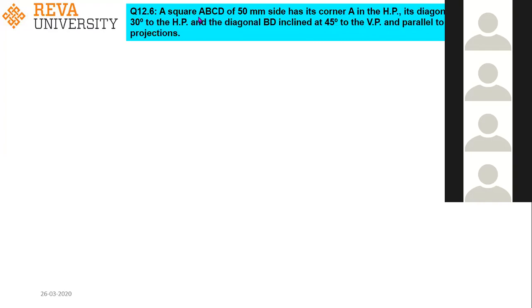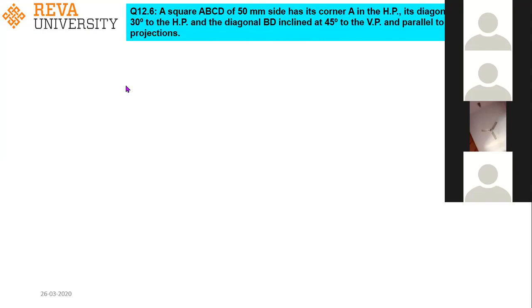I repeat, a square ABCD of side 50 has its corner A on HP. That means it's a corner condition problem. If it is edge, you should have been given resting on edge, but here it's given. So that is the second dimension we require. Further, another diagonal BD is inclined at 45 degree to VP and parallel to HP. Draw its projection. Now we'll see how to construct a square with respect to corner condition.